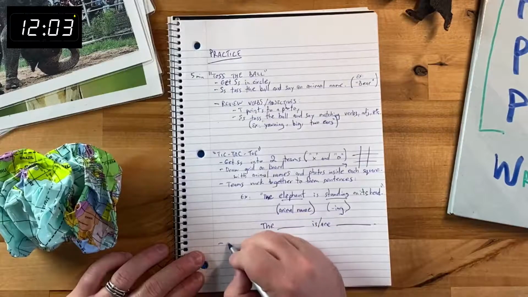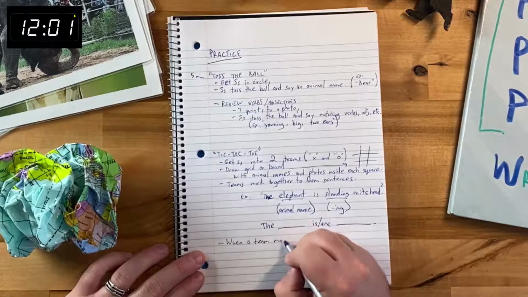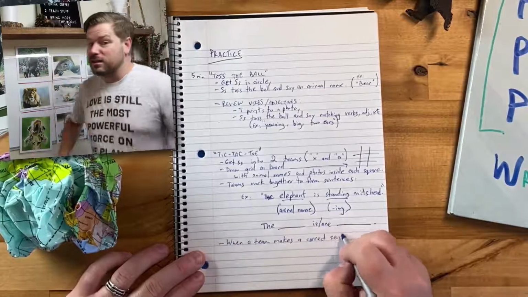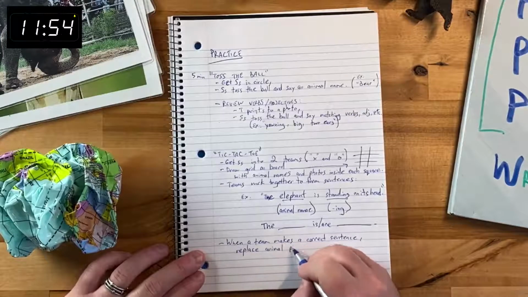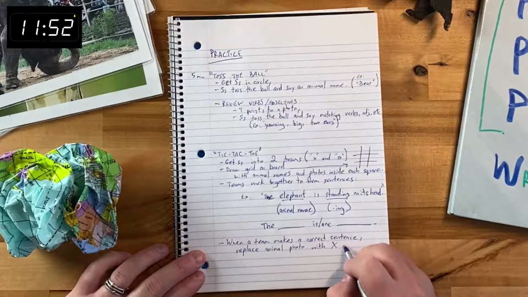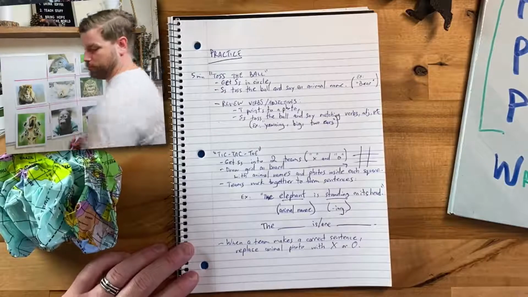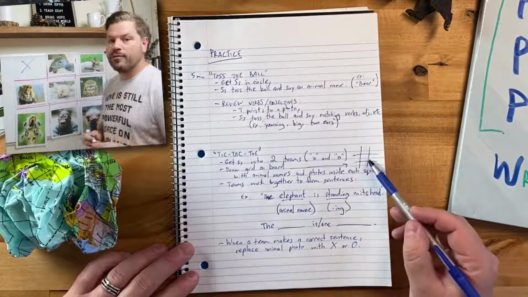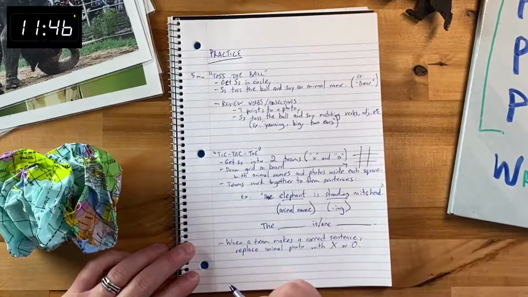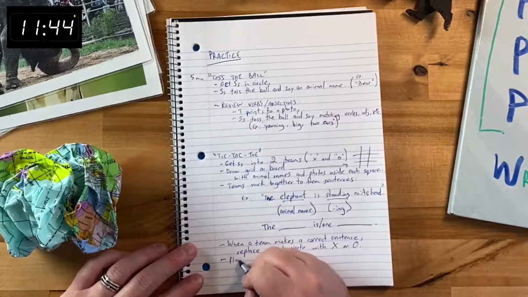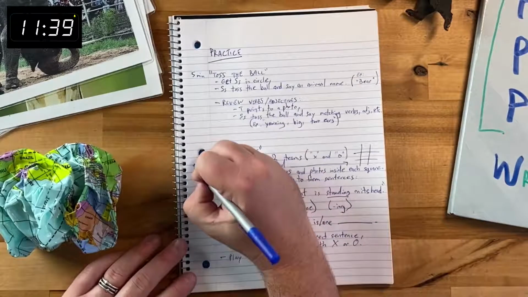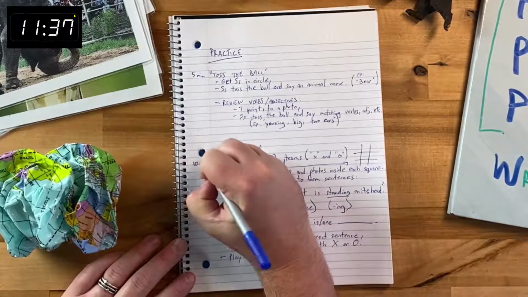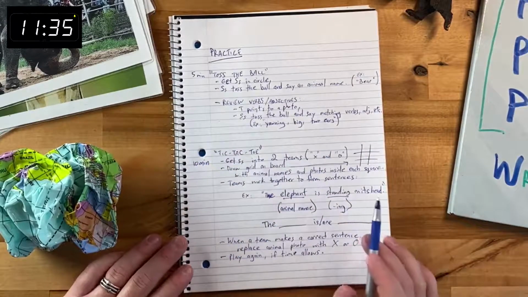And so the rules of this game are that when a team makes a correct sentence, the elephant is standing on its head, I, as a teacher, I'm going to replace that animal photo with an X or an O. So I'll take down the animal photo and I'll write into the square an X or an O for that team. And we can play this game as many times as we want until we run out of time. And I'm going to give 10 minutes for this activity.